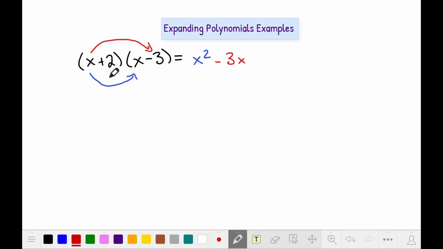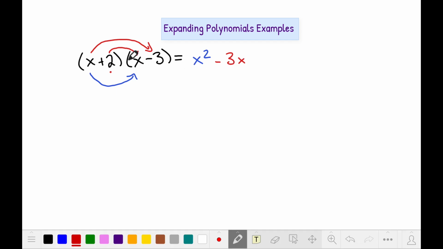Next, because the first x term has introduced himself to everyone, now it's the second term's turn to introduce himself to everyone. So we're going to have 2 say hello to x.